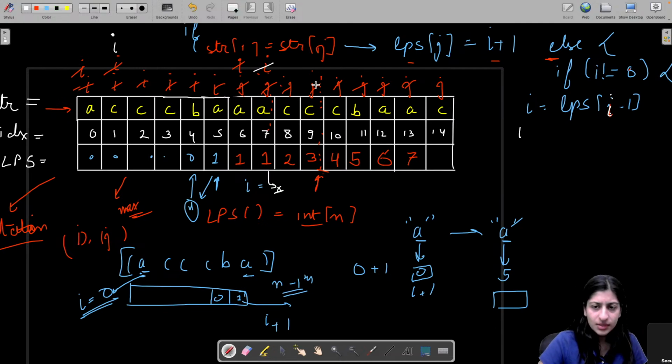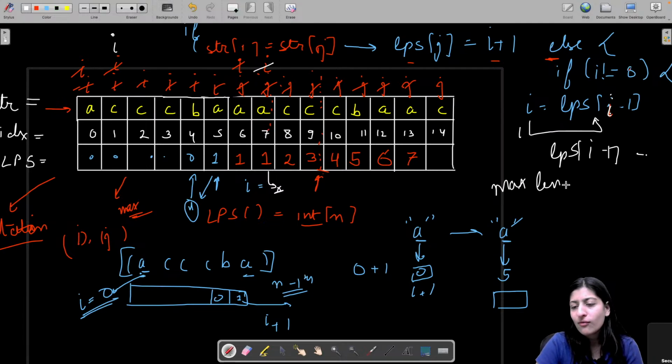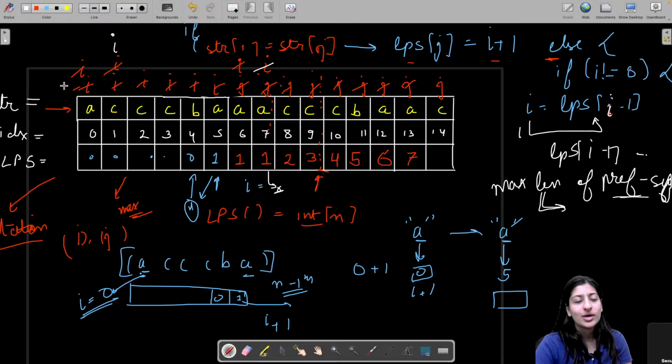So why did I do so? Whenever there is a mismatch and I is not equal to 0, I am asking my I to go to LPS of I minus 1. Why? Because I am assuming that LPS of I minus 1 is storing the maximum length of longest prefix which is also a suffix. So if I know the length, I can definitely move there, because if I have stored some non-zero value here, that means there was a prefix which was acting as a suffix. So why iterate over it again? I would go back to A, ask my j if it was equal, and it says no, it was not equal.